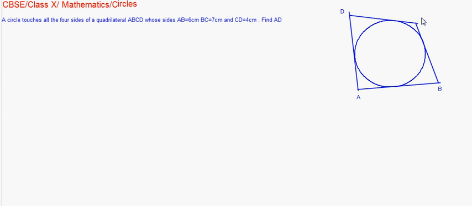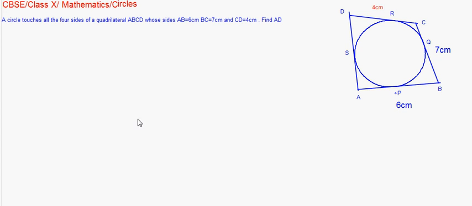Now I also need to give names to the points where the sides are in contact with the circle. So if I have named the vertices A, B, C, D, let me name the contact points P, Q, R, and S. It says AB is 6 cm, so I'll write this here in a little larger font, 6 cm. It also said BC is 7 cm and CD is 4 cm. The figure is not drawn accurately for sure. Now we have the given information and we have drawn our figure.